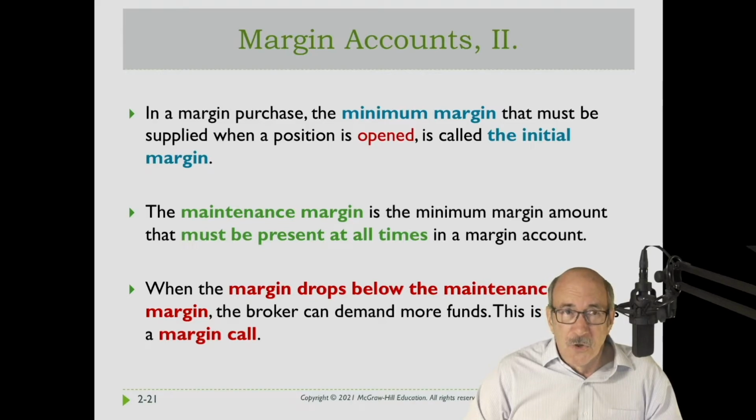According to the SEC, that minimum has to be at least 50%. It used to be, prior to the Great Depression, that you could borrow up to 90% of the money. In other words, you would have an initial margin as low as 10%.